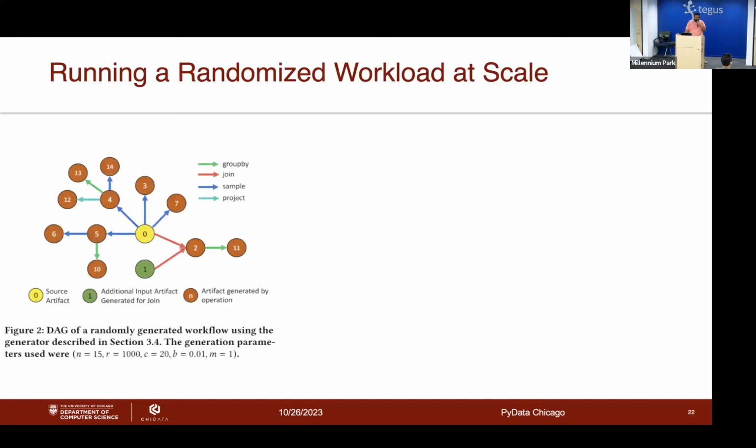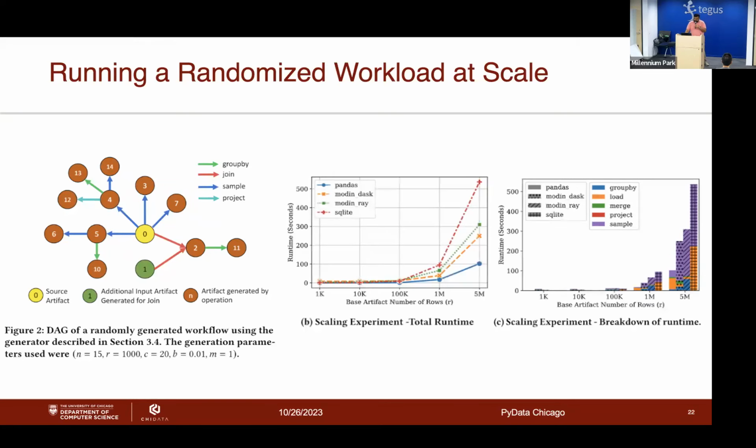So what we did was I generated a random workflow in fuzzy data. We started from some artifact, and then we ran multiple sample operations, multiple group bys, and multiple projection operations. Starting from a basic data set, we generated 11 different data frames from it by running different operations using a weird branching factor. And I took this very same workflow and scaled it from 1,000 rows all the way to 5 million rows.